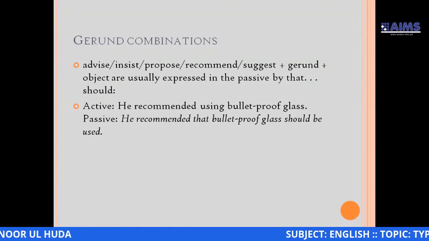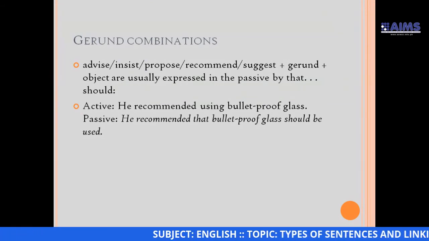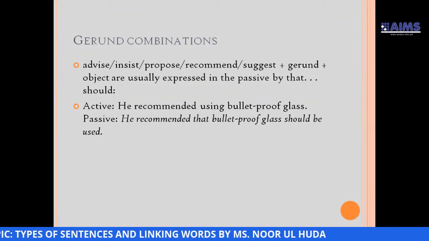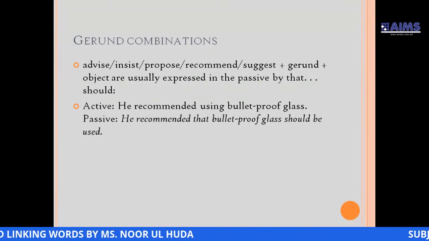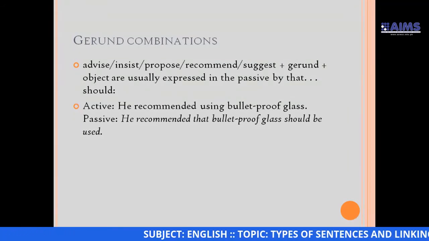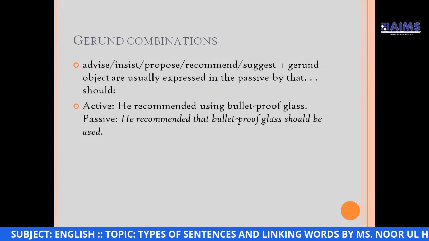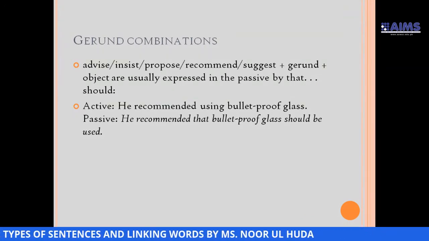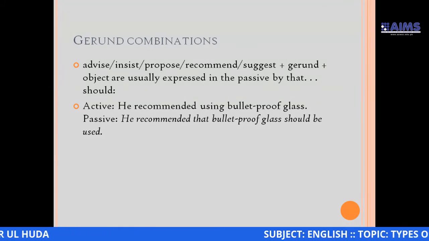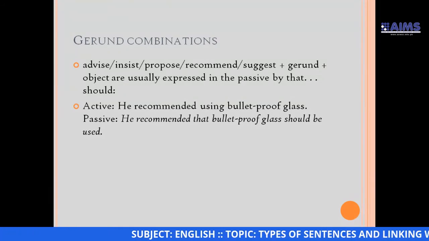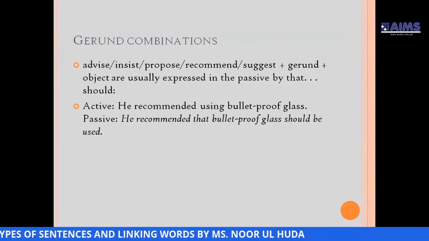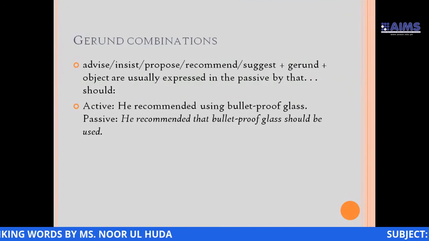Now the gerund "using" would be omitted in the sentence, and the other sentence is: glass should be used. So "recommended" remains the same. Because he recommended, he must prefer it, so we show the intention of the speaker or the doer through "should be". The bulletproof glass should be used, because it is more like a recommendation.